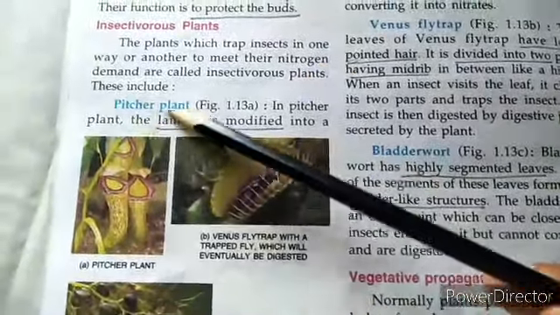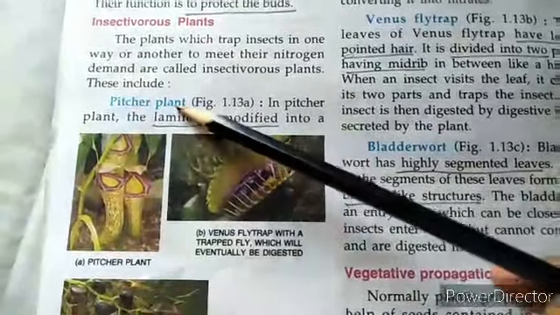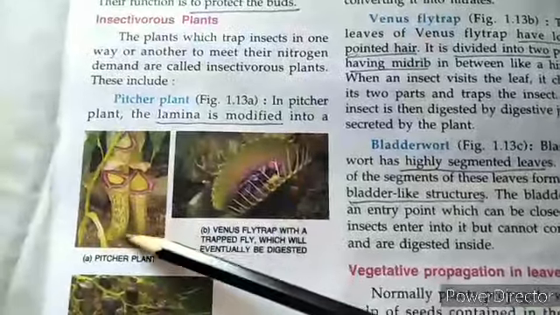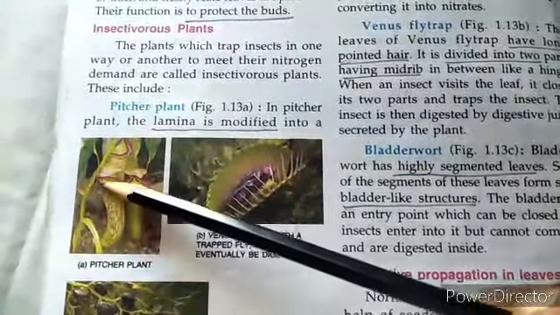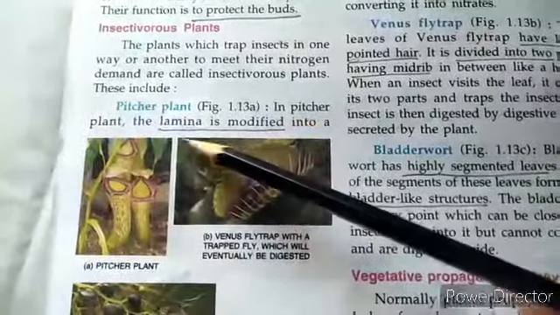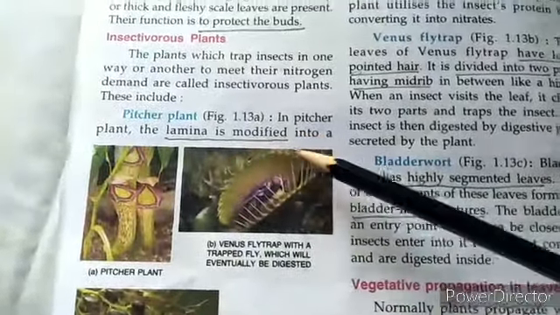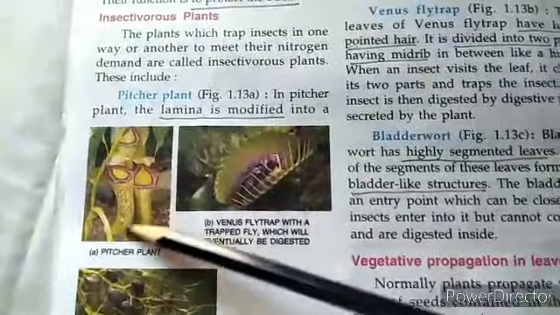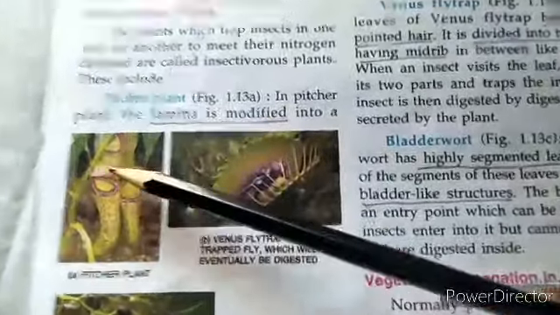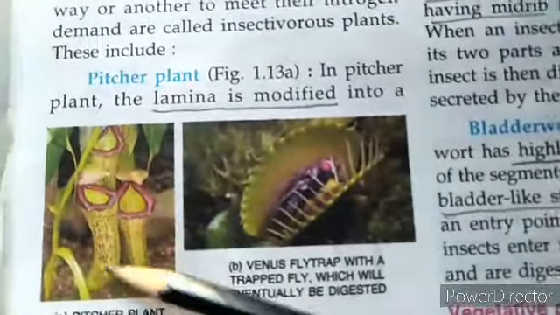First example here is pitcher plant. Pitcher, as we know, is a structure just like a jug. You can see here, just like a jug, the structure is called a pitcher. In pitcher plant, the lamina is modified into the pitcher. The lamina of a leaf is modified into a pitcher. You can see the pitcher plant here very clearly.